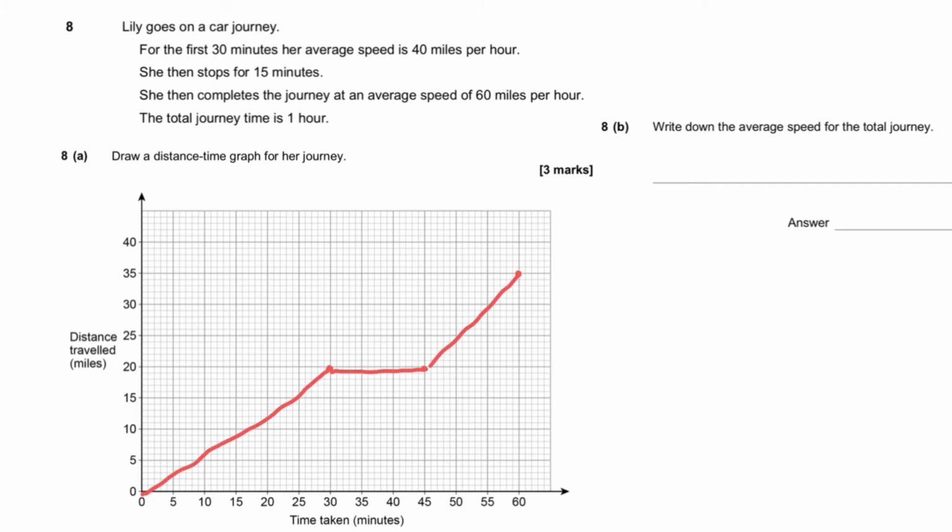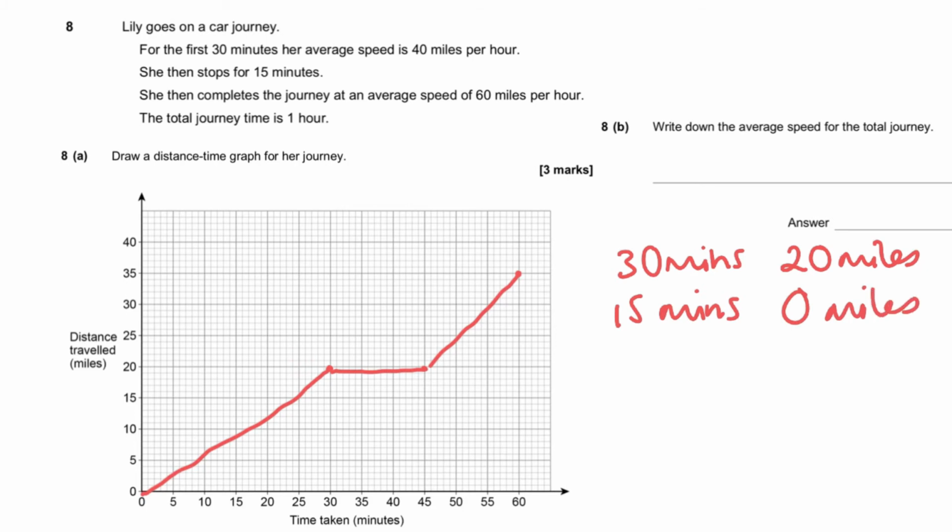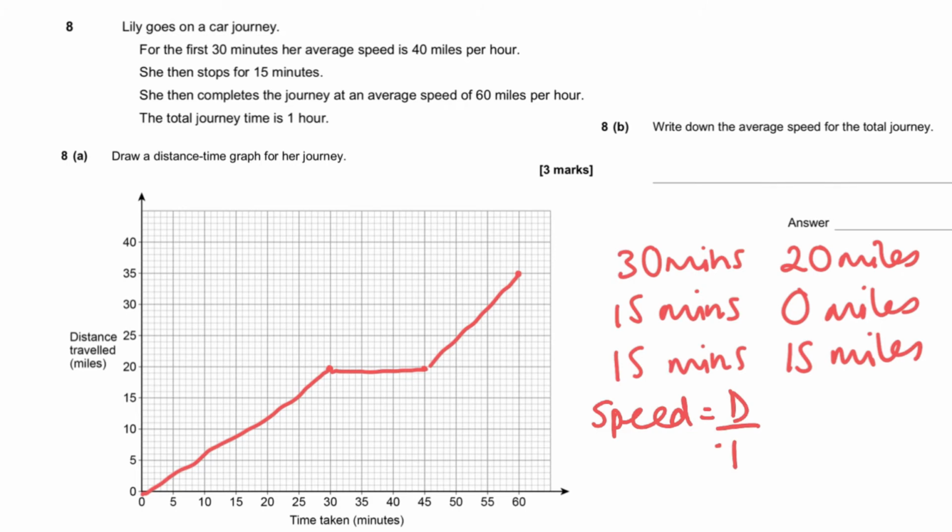Part B says, write down the average speed for the total journey. In the first 30 minutes, she did 20 miles. For the next 15 minutes, she did no miles at all. And in the last 15 minutes, she did 15 miles. Our speed equation is speed equals distance divided by time. So Lily's done 35 miles in 1 hour, so the average speed for our whole journey is 35 miles per hour.